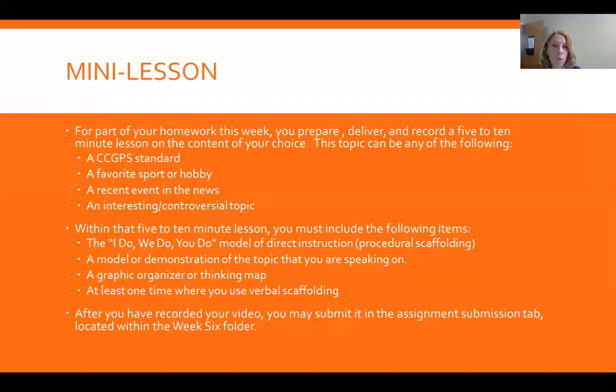I'm going to look for a graphic organizer or a thinking map, and it can be presented during the I do part, or that direct teacher instruction. It can be presented during the you do, or when the students are working with you. And then I want you to provide one example where you use verbal scaffolding, meaning that you're using questionings or promptings, or you're providing a quick definition to help the students to begin to do some of that deeper thinking.